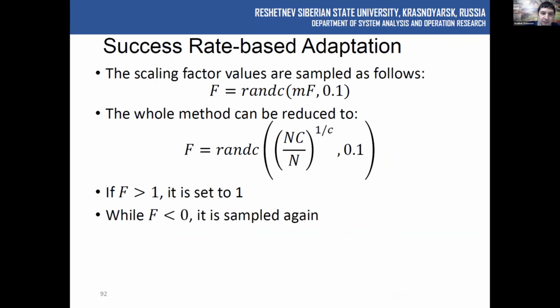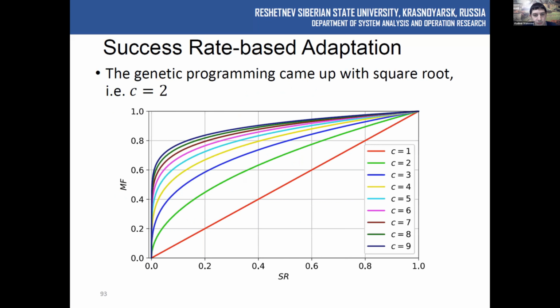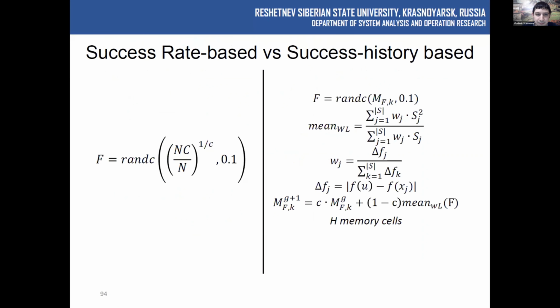What if we set F values not with success history, but just use success rate, like the number of improved solutions divided by population size? We put it to power 1 divided by C, where C is a constant, and use this value for parameter adaptation. Of course, we can change C, not just square root, but cubic root, fourth order root, and so on. The fourth order root actually turned out to be the best variant.